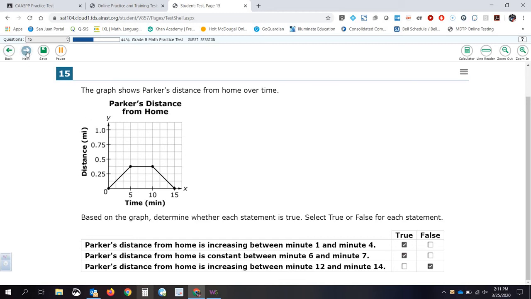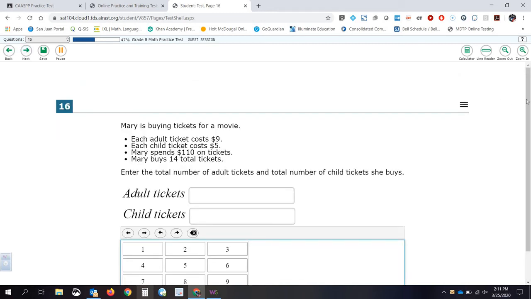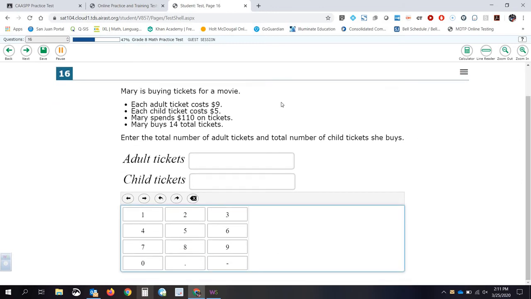And our last one for now, we're going to do question number 16. Mary is buying tickets for a movie. Each adult ticket costs $9. Each child ticket costs $5. She spends $110 on tickets and she buys 14 total tickets. Enter the total number of adult tickets and the total number of child tickets that she buys.